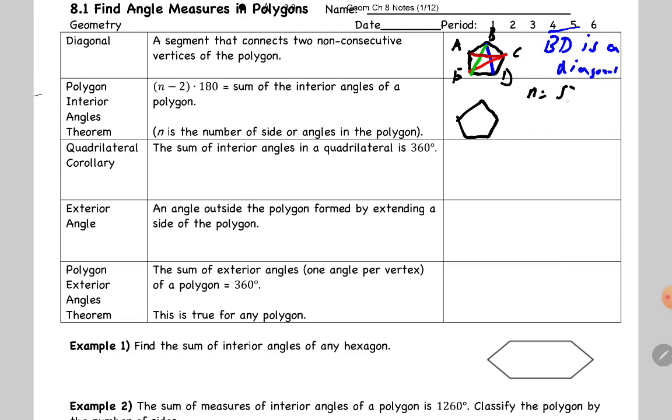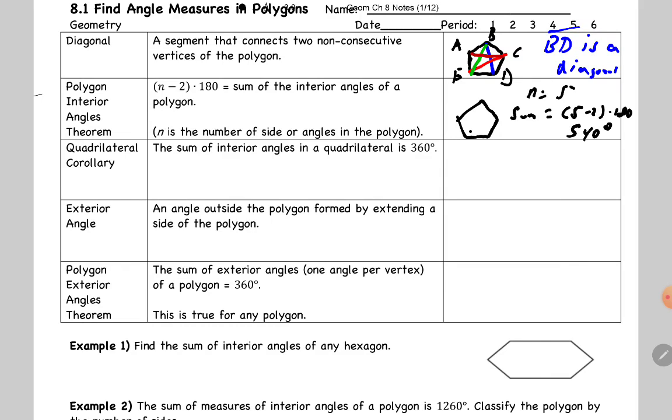n is 5. So the sum, if we added all the interior angles in the pentagon here, would be equal to 5 minus 2 times 180, which in this case is 540 degrees. So the total angle measurement, if you add up all the interior angles in a pentagon, is 540.